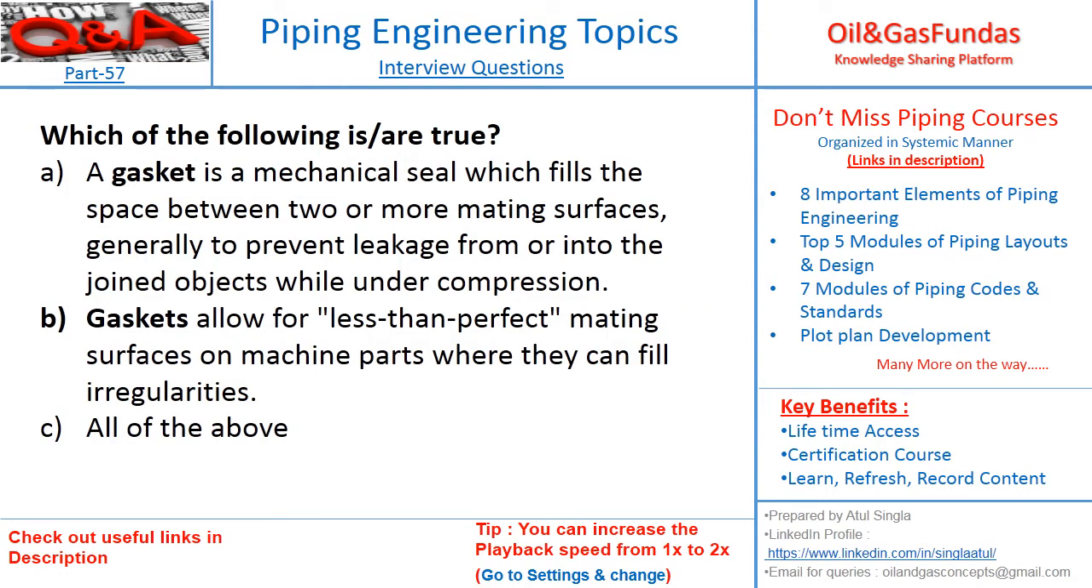Which of the following statement is true? A gasket is a mechanical seal which fills the space between two or more mating surfaces, generally to prevent leakage from or into the joined objects while under compression. Gaskets allow for less than perfect mating surfaces on machine parts where they can fill irregularities. Or C option, both the statements.